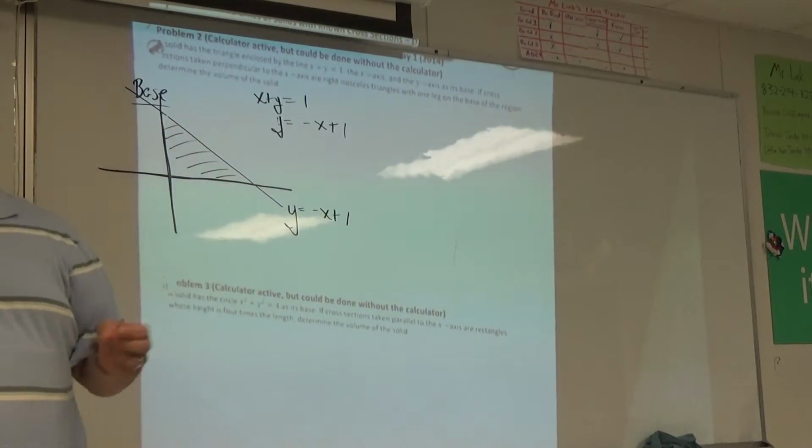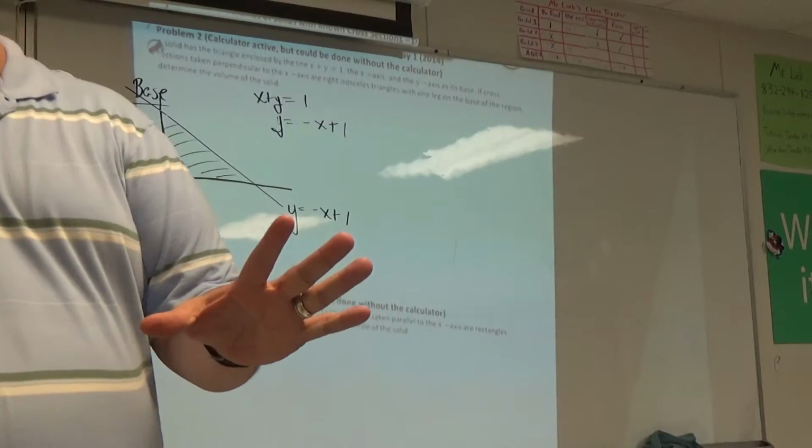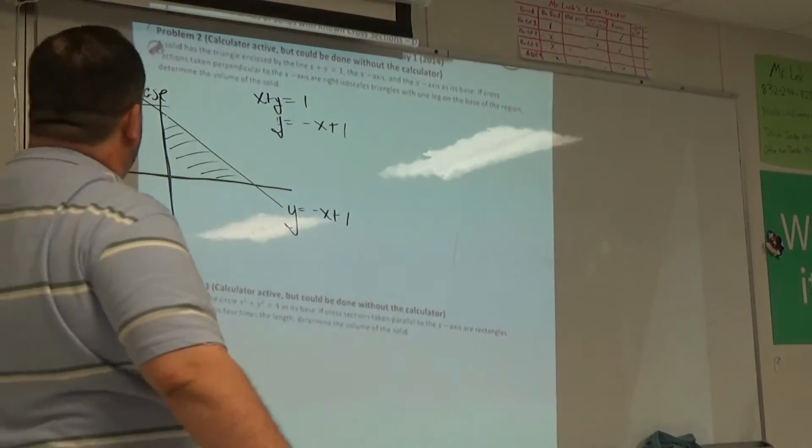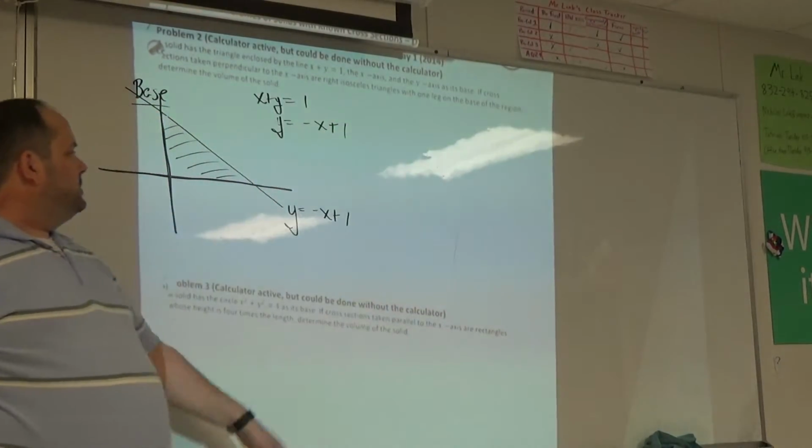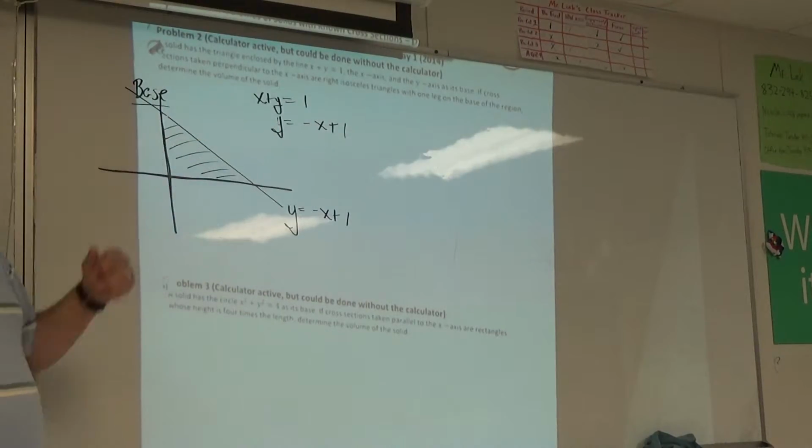Okay, from walking around, it seems like everybody's good with the base. Right, x plus y equals 1, I'm going to change it to y equals negative x plus 1, I've got a triangle, great. Jasmine, tell me about the slices.